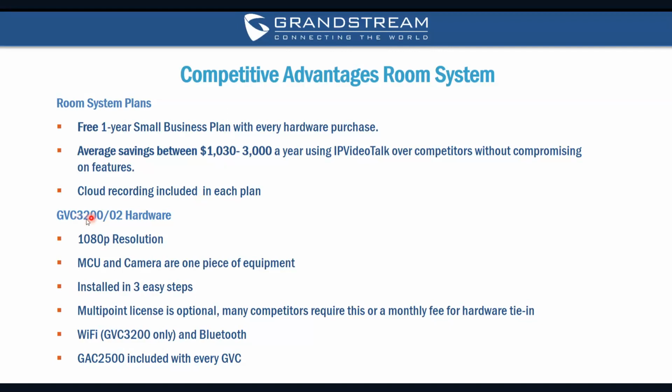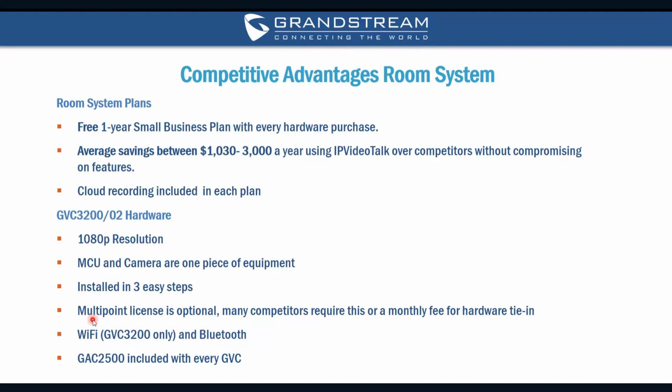As mentioned, this is the hardware, the GVC 3200 and 3202. It has 1080p resolution for the GVC 3200, with a built-in MCU and camera. So this is really what makes the Grandstream video conferencing easy to set up, because the MCU is built in with the camera, so you don't have to wire many peripherals unlike the other brands. It is installed in 3 easy steps.